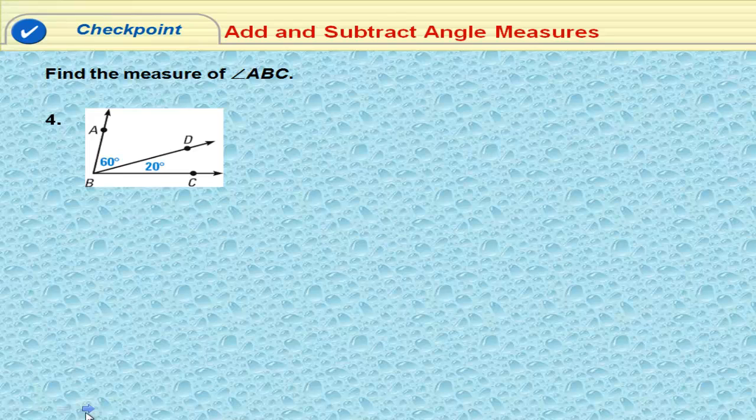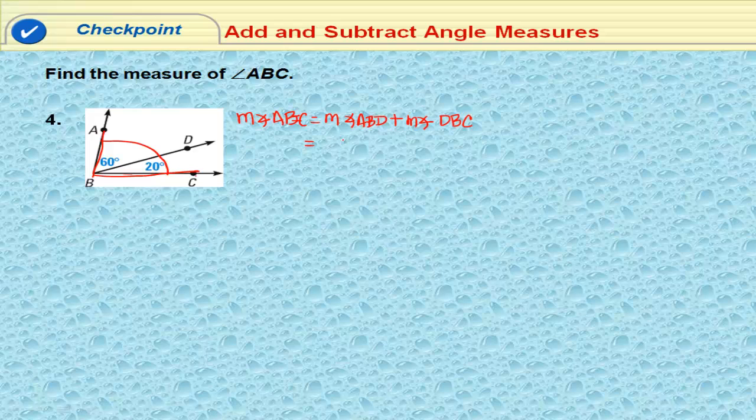Let's do this other very simple example. They're telling me the measure of angle ABD and the measure of angle DBC, and they want to know what the measure of angle ABC is. So they want to know this whole angle, how much that is. So let's use the angle addition postulate, which says that the measure of angle ABC is equal to the measure of angle ABD plus the measure of angle DBC.